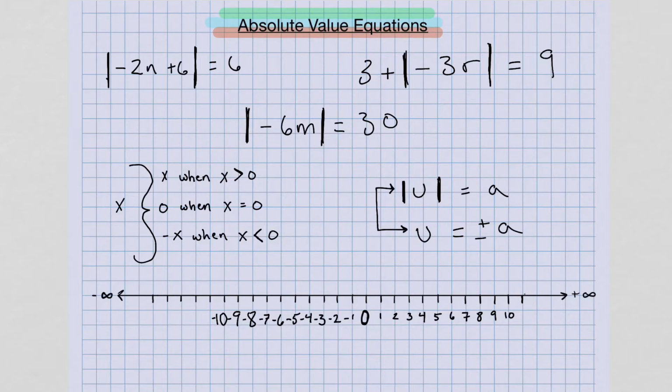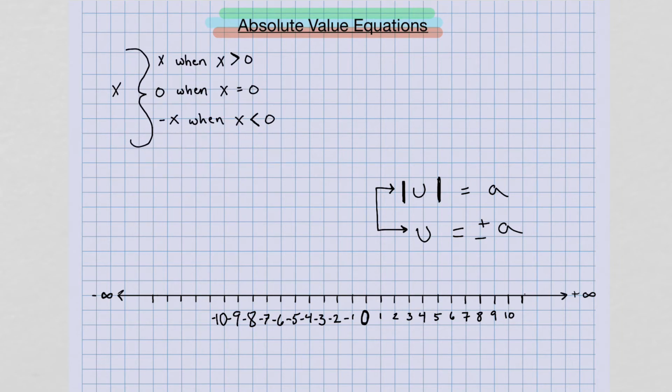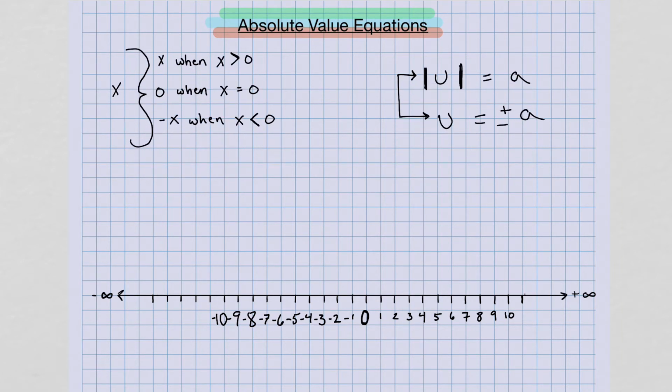Okay, absolute value equations. These are the type of equations we're going to be working with today. And before I go ahead and get started on actually solving these, let's go over a couple of rules, what absolute value means, and kind of the working definition of what absolute value is. Okay, absolute value is the distance that the number is away from zero.